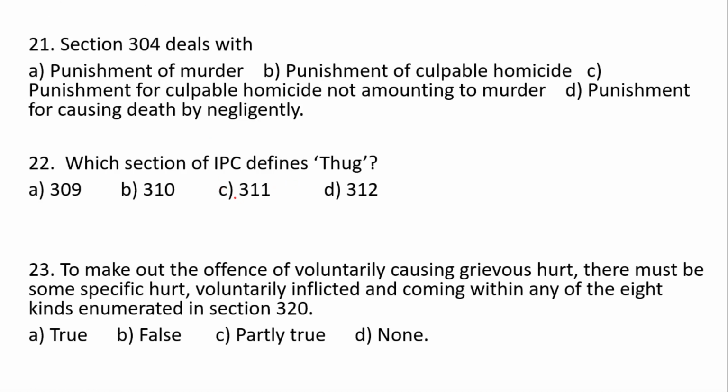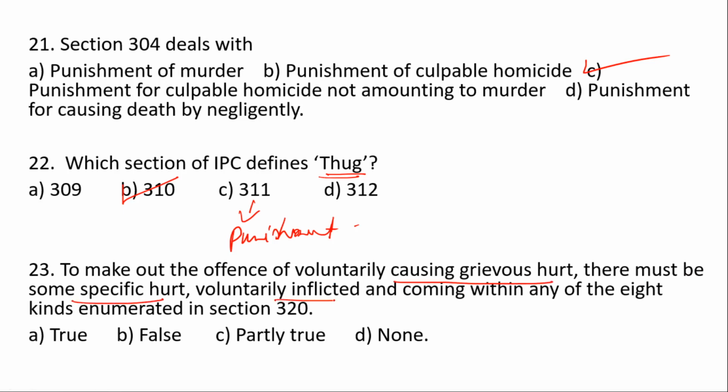21. Section 304 deals with punishment for culpable homicide not amounting to murder. Question number 22. The correct option: section 310 defines thug and section 311 is the punishment of thug. Okay.